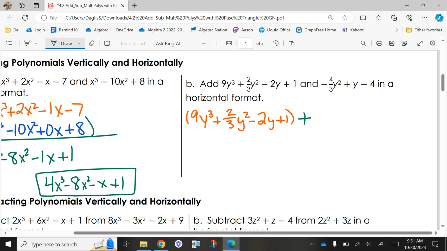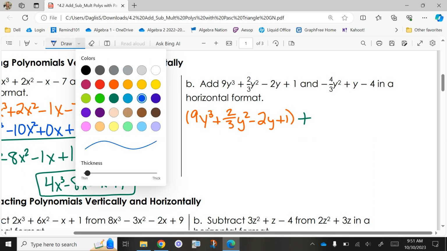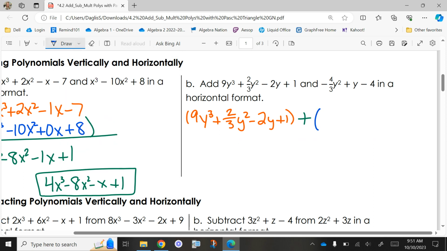We're going to add negative 4/3 y squared plus 1y minus 4. From here, you would combine like terms. Start with our highest exponent. I see y to the power of 3. How many pieces have y to the power of 3? Just the one, right? 9y cubed.